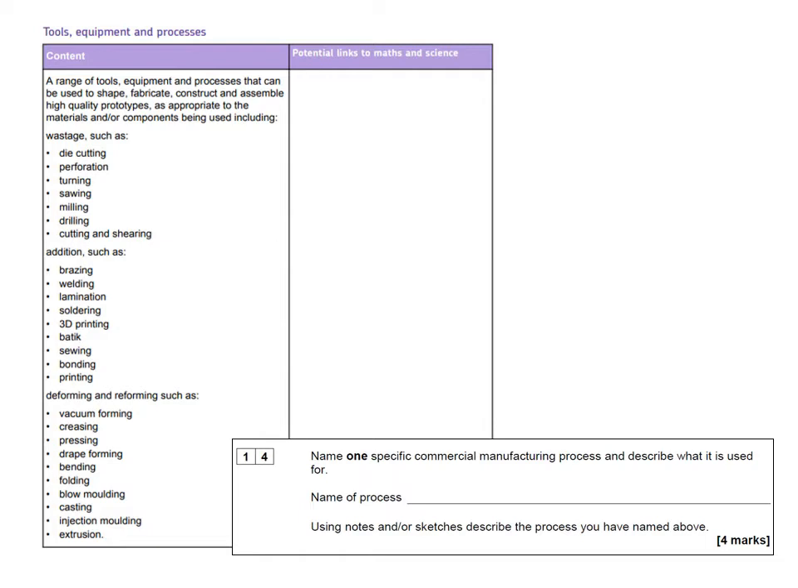So the kinds of different questions that potentially could come up are things like this here. Okay, so name one specific commercial manufacturing process and describe what it is used for. So you could, for example, talk about injection molding, vacuum forming, extrusion, lots of different things. We're going to cover those in today's video.